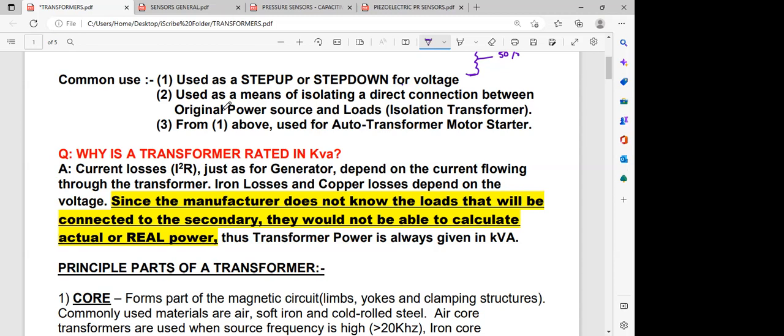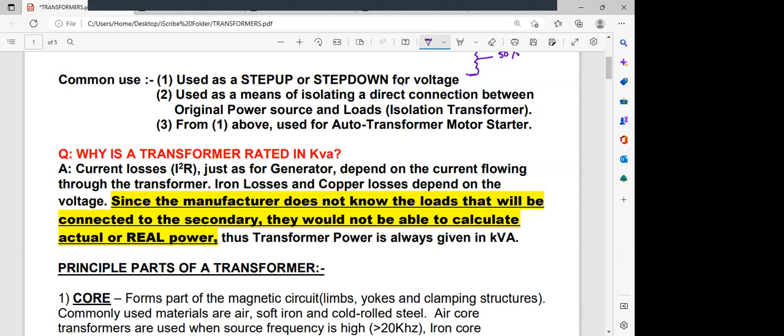Since the manufacturer does not know to what load this transformer or that particular generator is going to be connected, whether it is inductive, resistive, or capacitive, therefore they are going to be rating it in kVA.